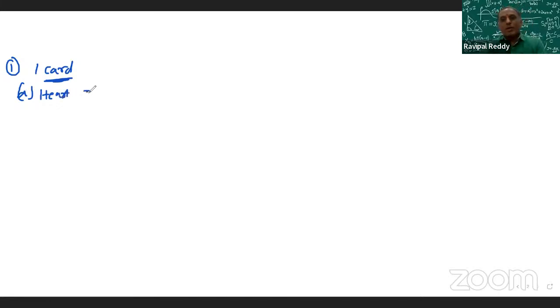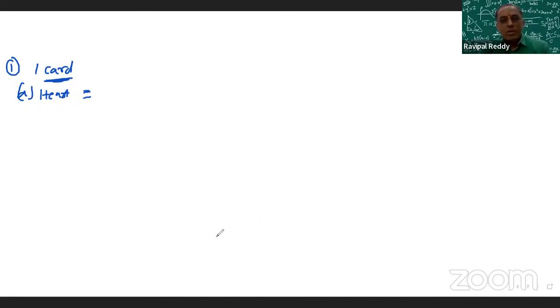What is the probability that a person takes one card from the pack and the card is a heart? So now tell me, what is the probability formula? Number of favorable events by total events.